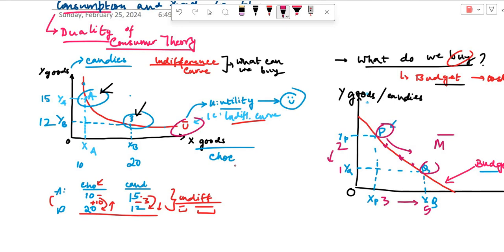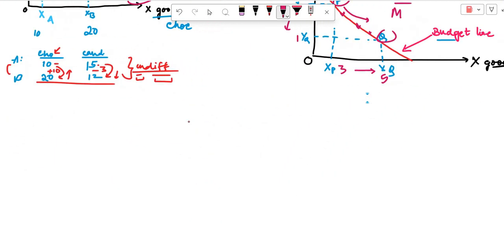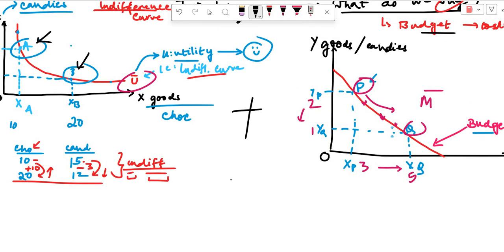Now the question remains, what do we buy or how do we choose? For that we have to combine these two graphs, and in the next video I'm going to be talking about how to do that.